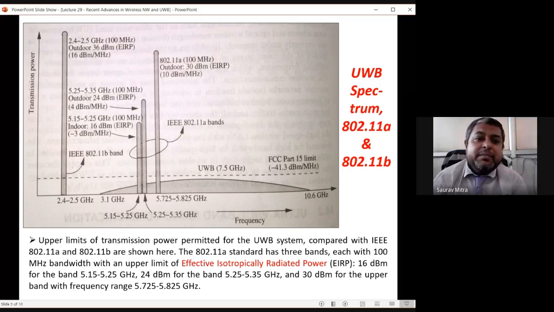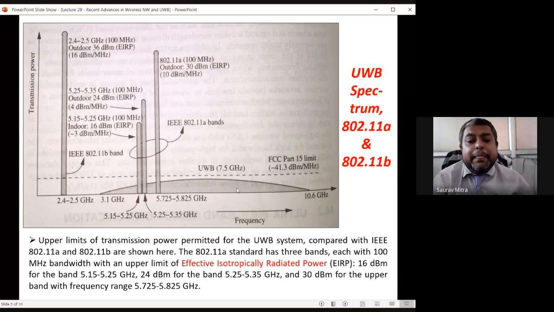So more is the EIRP, better is the transmission. Okay. So first, this channel that is 802.11a, the lowest band is having EIRP of 16 dBm. Okay. Second one is having EIRP of 24 dBm, and the last one is having EIRP of 30 dBm. That means this channel power is highest. You can check. The second channel power is medium, and first channel power is lowest. And this 802.11b is having highest EIRP. That is nothing but 36 dBm.